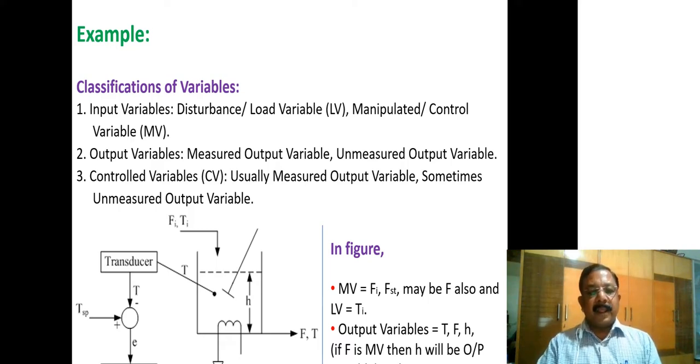Let's have an example of a process and certain parameters which are associated with the process. Here, a simple example of a liquid tank is considered as a process. The figure indicates that there is a tank which is filled with a liquid at height h. There is an input to the process, that is fluid flow rate and temperature. The inlet fluid has a flow rate of Fi and its temperature is Ti. The suffix i stands for inlet. Here T indicates the temperature of the fluid inside the tank.